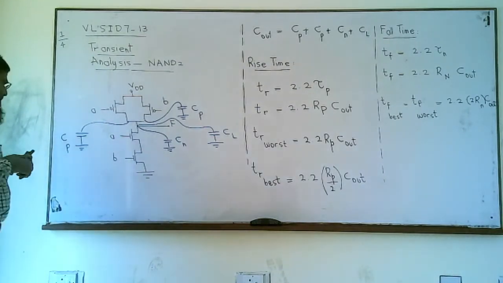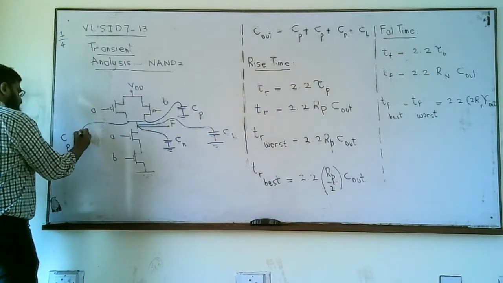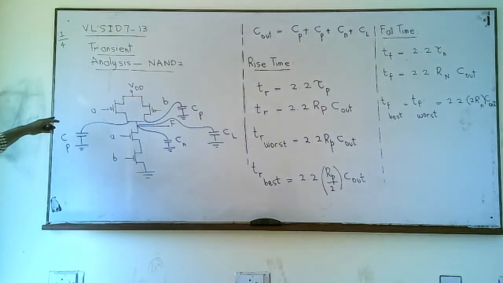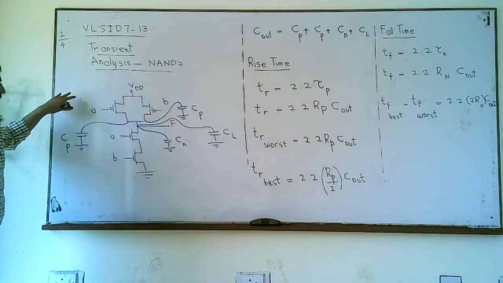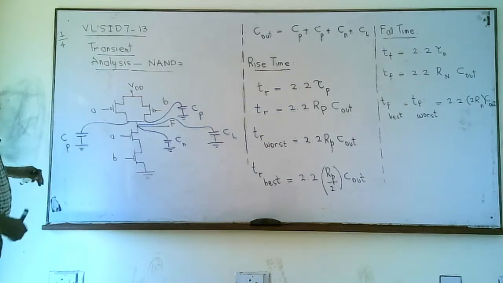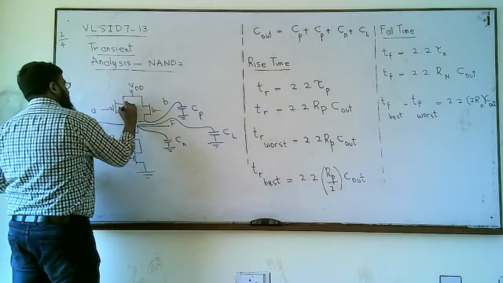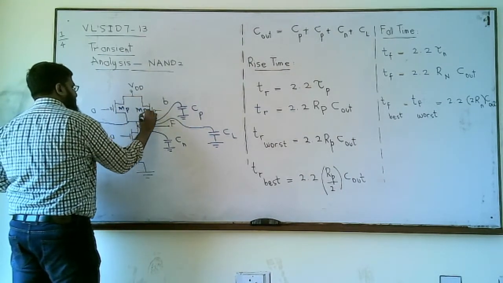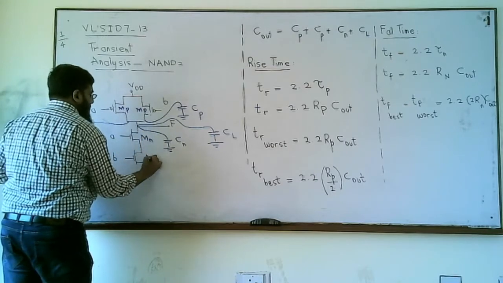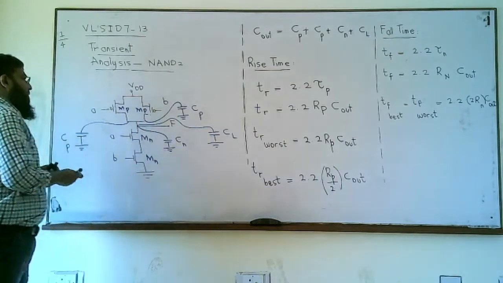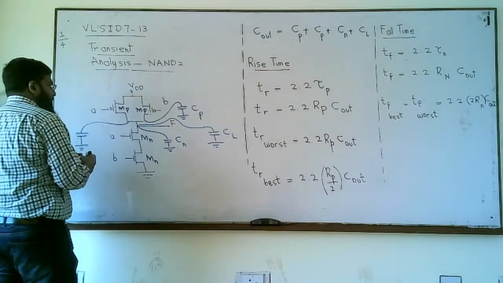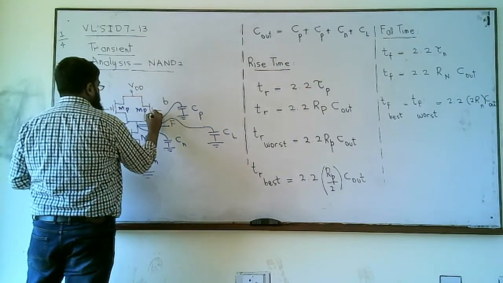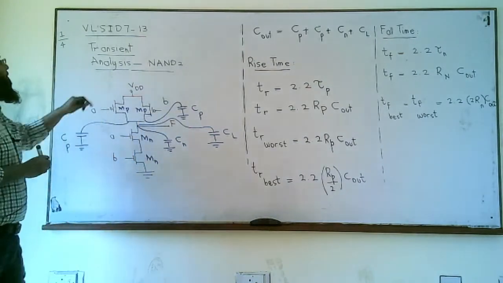So this is the schematic of a NAND 2 that we studied in the last lecture. We have two PMOS transistors connected in parallel, and two NMOS transistors connected in series. And we studied some basic technique to draw these schematics in our last lecture 7-12.